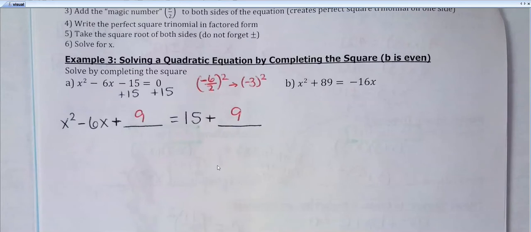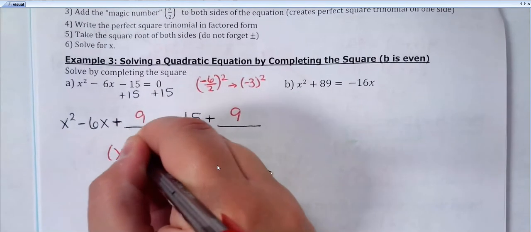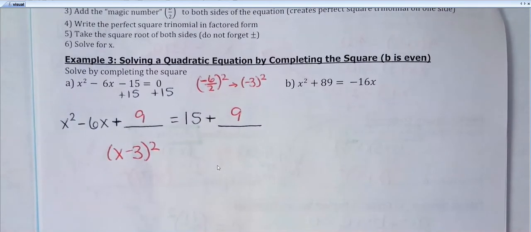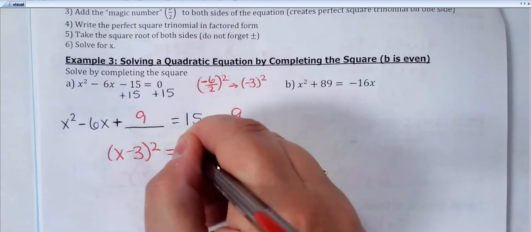Okay. Now, what would you write on the left side as your factor? Just raise your hand and tell me. On the left side, what would the factored form of x squared minus 6x plus 9 be? Perfect. So this is x minus 3 squared. Now, on the other side, you're literally just going to add those numbers together. So 15 and 9 are going to give you 24.